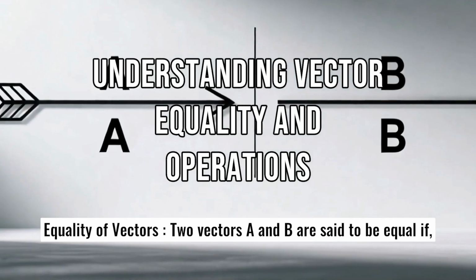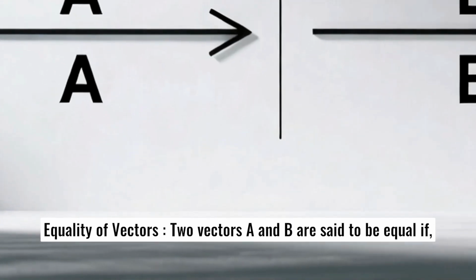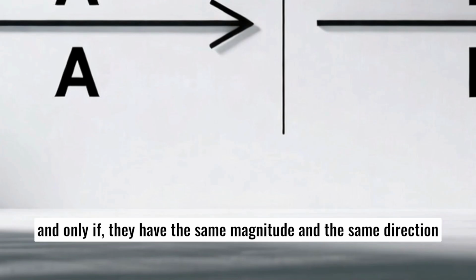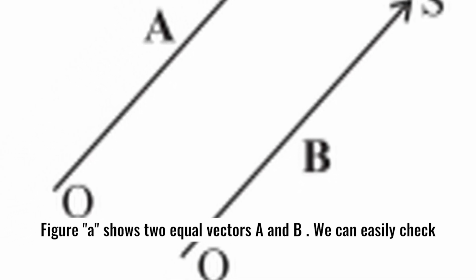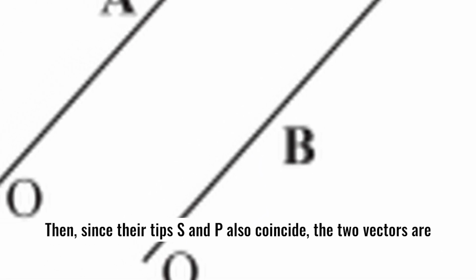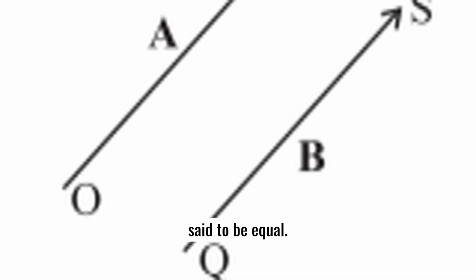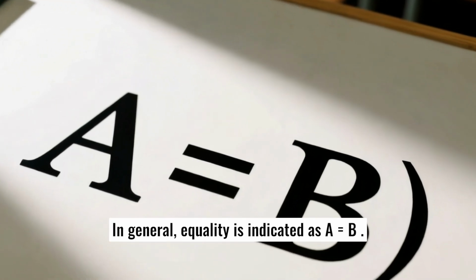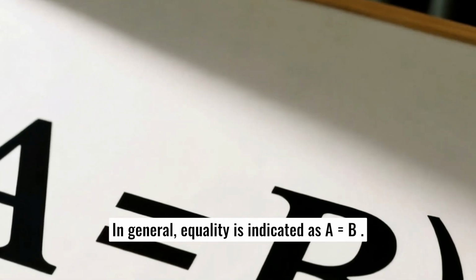Equality of vectors. Two vectors A and B are said to be equal if, and only if, they have the same magnitude and the same direction. Figure A shows two equal vectors, A and B. We can easily check their equality. Shift B parallel to itself until its tail Q coincides with that of A, that is Q coincides with O. Then, since their tips S and P also coincide, the two vectors are said to be equal. In general, equality is indicated as A equals B.